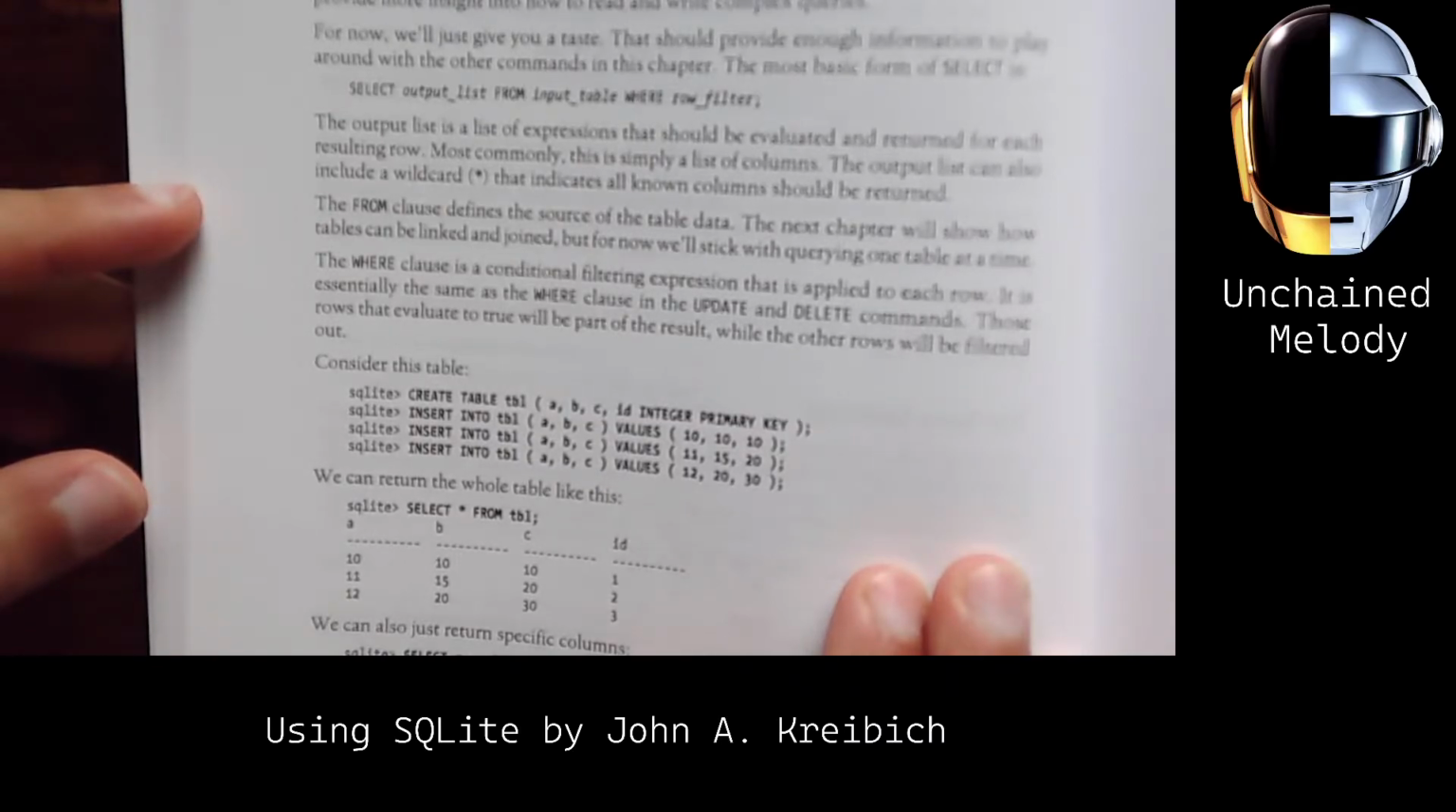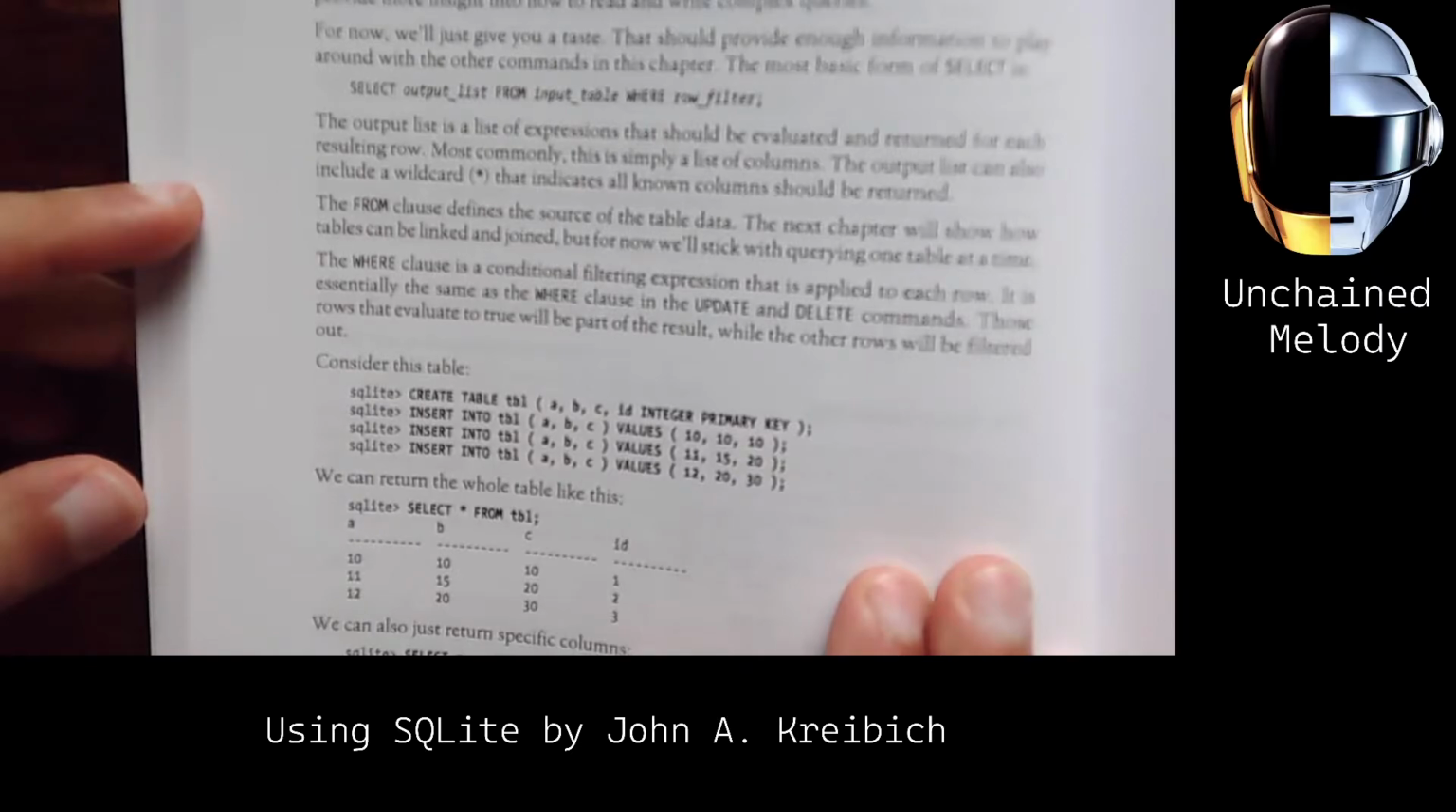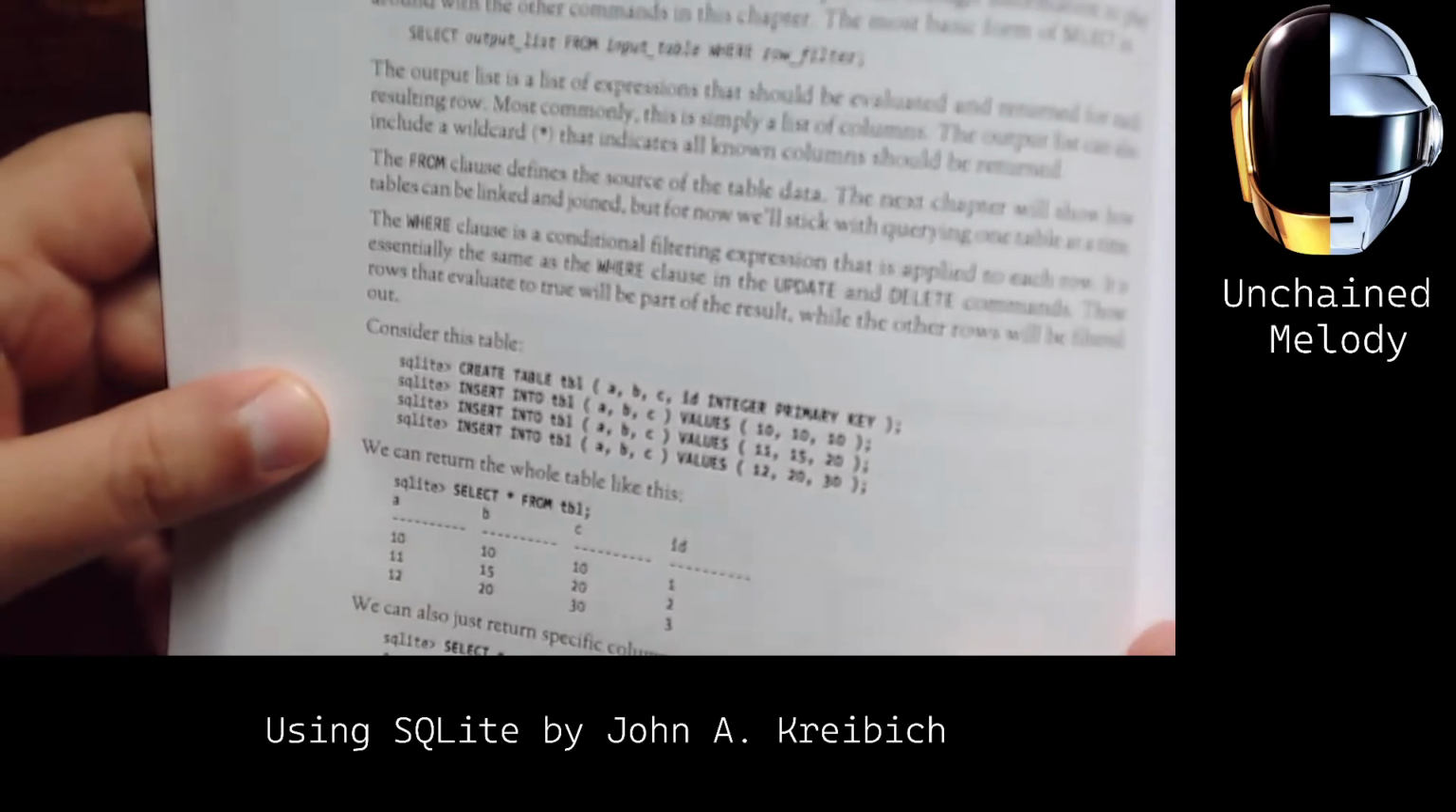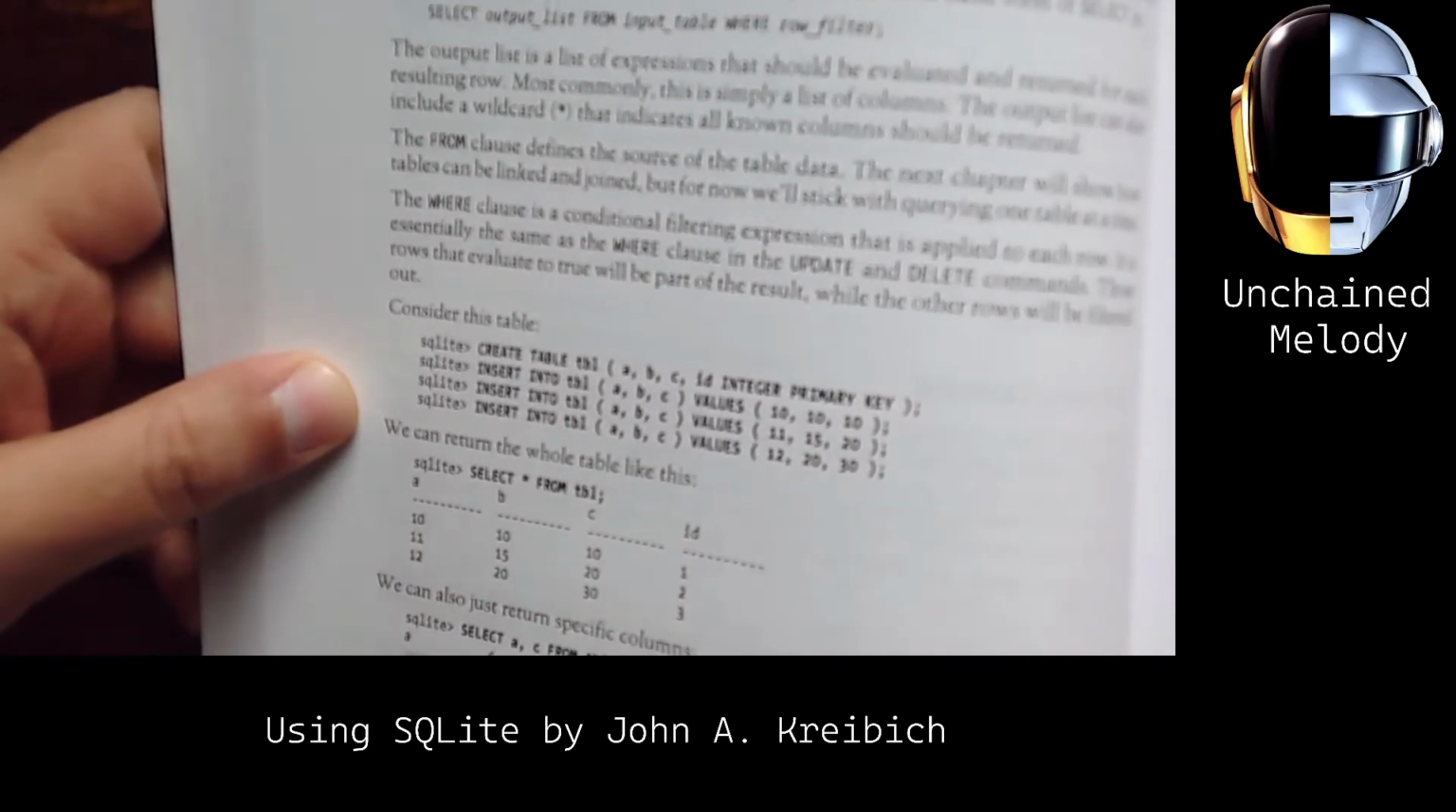The from clause defines the source of the table data. The next chapter will show how tables can be linked and joined, but for now we'll stick with querying one table at a time. The where clause is a conditional filtering expression that is applied to each row. It is essentially the same as the where clause in the update and delete commands. Those rows that evaluate to true will be part of the result, while the other rows will be filtered out.